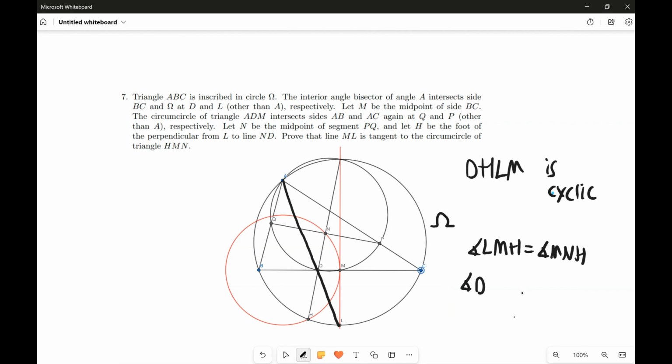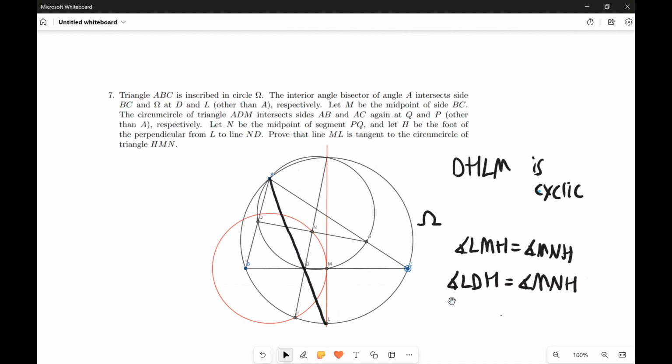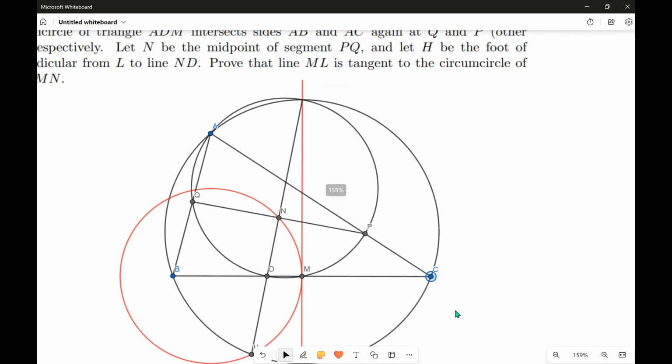So this is directed angle LDH, which should equal directed angle MNH. We want to show that these are equal. So we want to show that this angle here is equal to this angle here. But this only happens when AD is parallel to MN. So we've reduced the problem to showing that AD is parallel to MN. So we can go ahead and get rid of a lot of stuff in the diagram. Let me clean it up real quick.